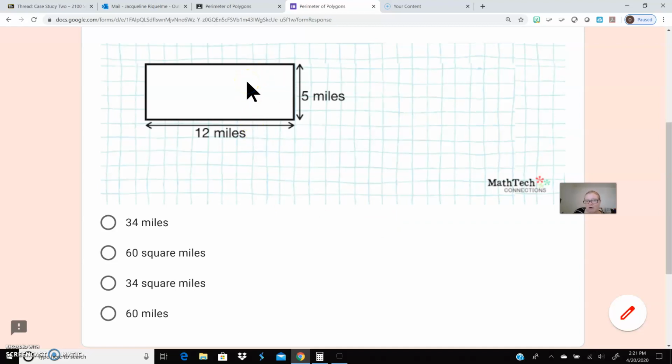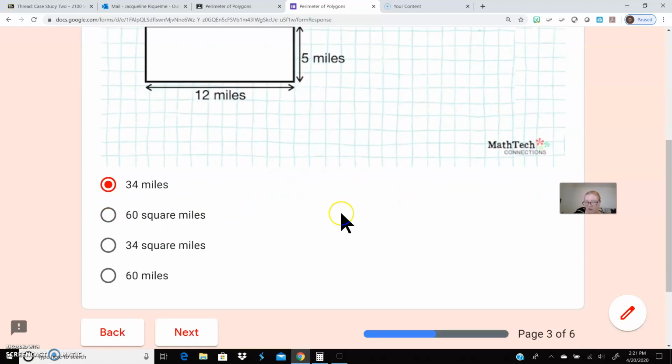So that's 24. Now this side is going to be congruent with the right side, so this is 5 plus 5 is 10. I know 12 plus 12 is 24, plus 10 is 34. Now we talk about miles. It's miles, not square miles, miles. You have to read it carefully or it will be wrong.